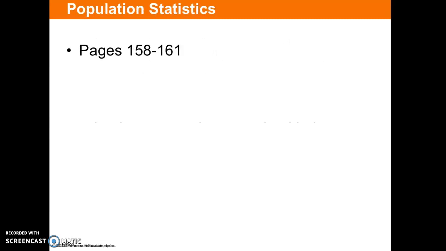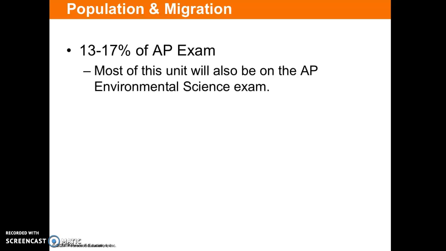Your first reading is pages 158 to 161. And again, that's Chapter 4 in your review book. And you'll see that this makes up 13 to 17% of your AP Human Geography exam. So population migration is a big deal. And a lot of this unit will also be covered on the AP Environmental Science exam. And so this is something that we really want to make sure that you understand and that you're able to apply, because we'll be using it all year long.